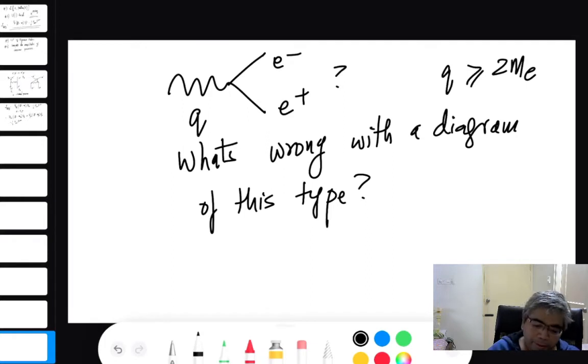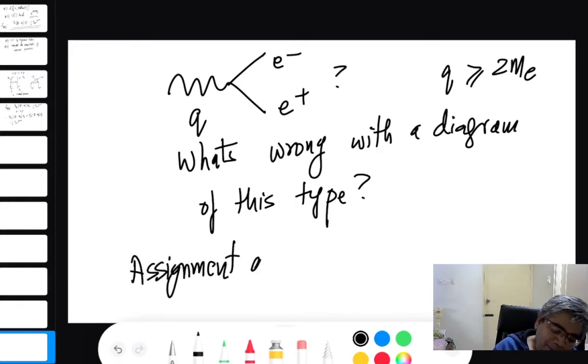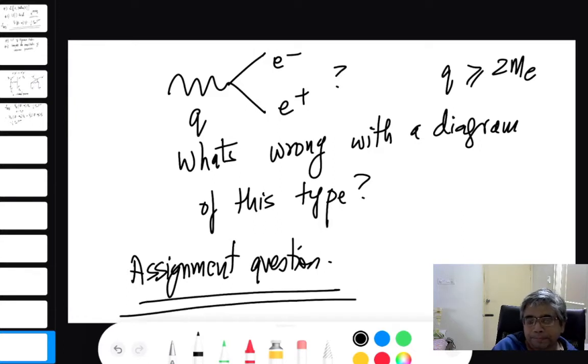This is also an assignment question, but I'll do it in the tutorial, in the next one, in one of the contact hours. I'll ask this question in the assignment or in the quiz. But think about it. I just want you to pause and think what could be the thing. Is it angular momentum or linear momentum, energy or spin or anything? Think about it.